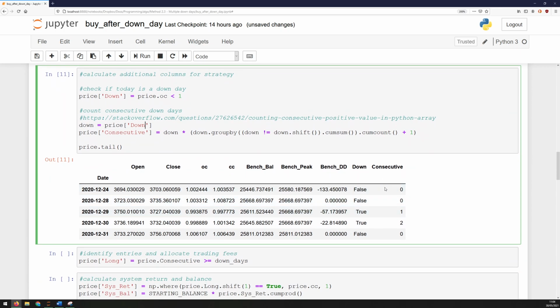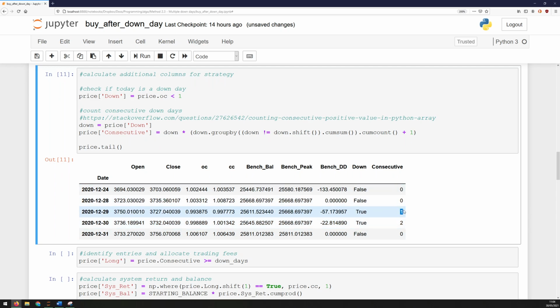So this gives me a couple of extra columns. I've got my down Boolean value here. So this series basically just tells me whether the close was above or below the open. So for example, I've got true values here, and you can do a quick check here to see 3727. Indeed, that's less than the open, and same goes here. So this is coming out correct, and the consecutive counter is also coming out correctly.